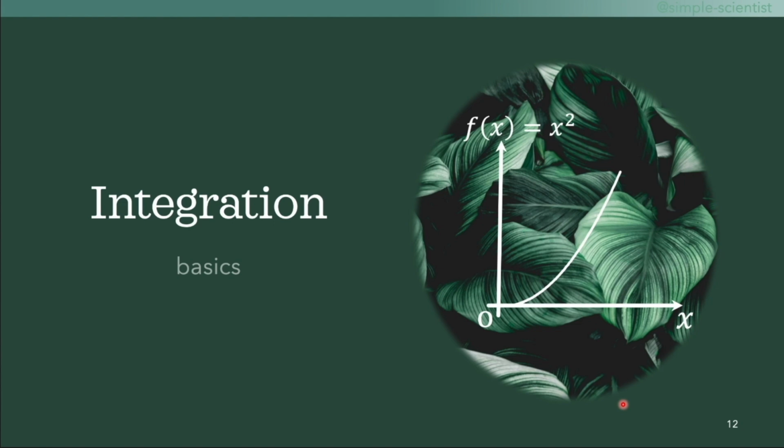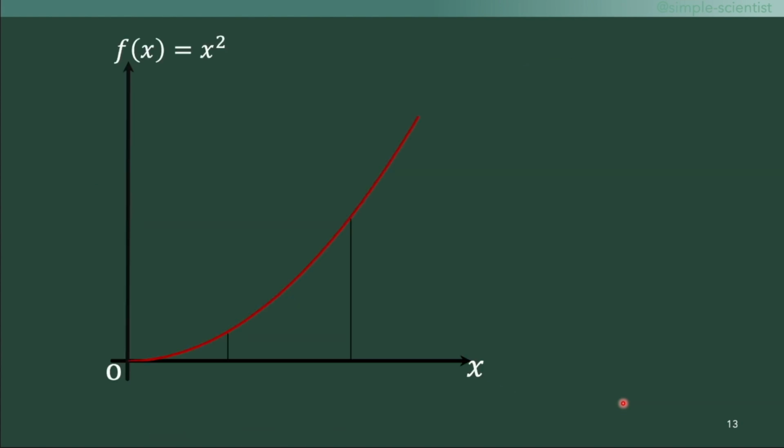What is integration? The synonym of integration is combining things. In a loose sense, it is basically summation. To understand the real meaning of integration, consider the following graph with x as independent variable and f of x as dependent variable. Here f of x equals x square.